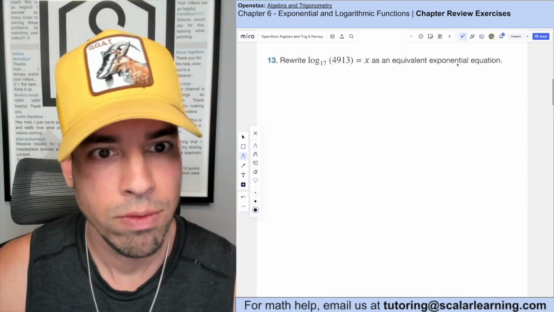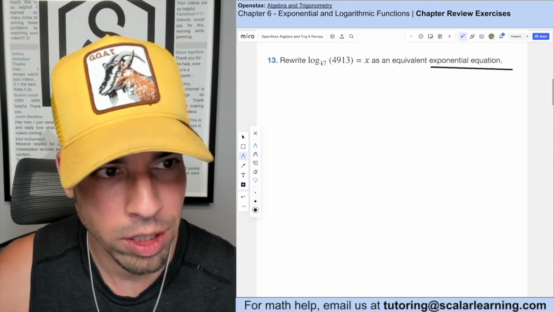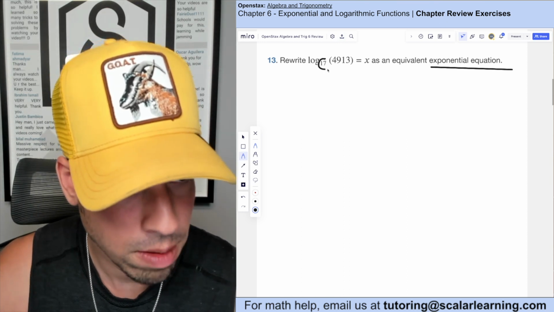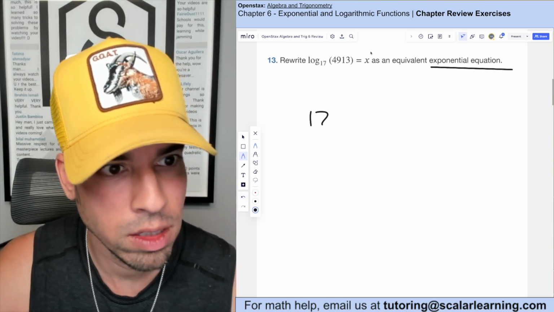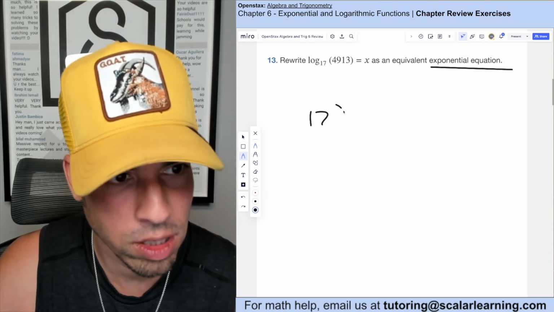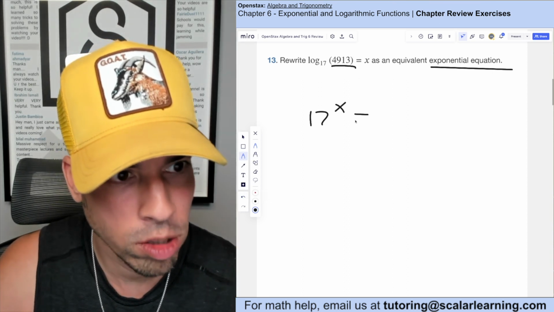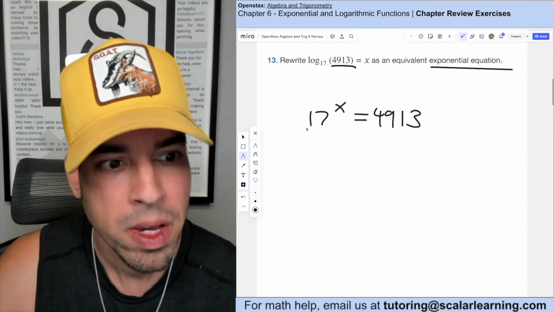Done. So to convert this to an equivalent exponential equation, we follow the process of taking the base, which is 17, raising it to the power that's on the other side of the equal sign, which is x, and setting it equal to this argument, which is 4913. So that's how you do it.